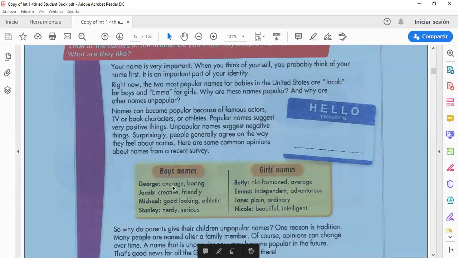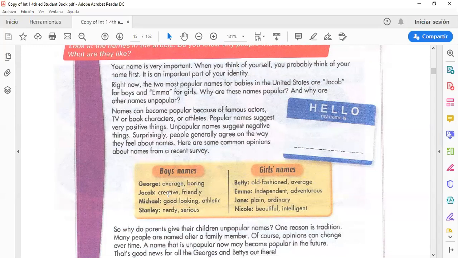But we have average, boring, creative, friendly, good looking, athletic, nerdy, serious, old fashioned, independent, adventurous, plain, ordinary, beautiful, and intelligent.